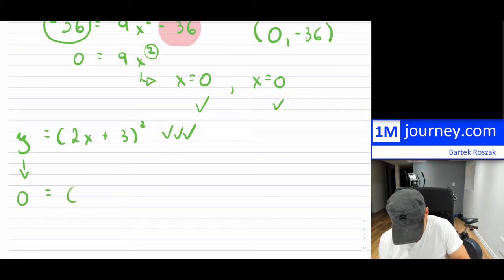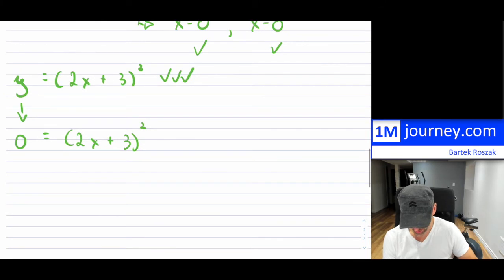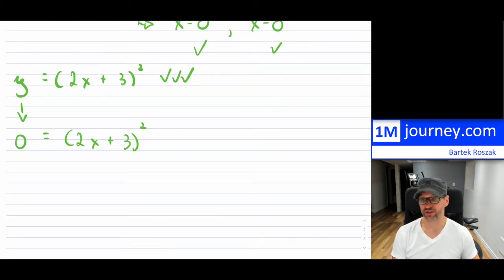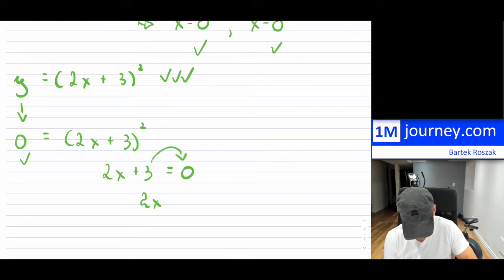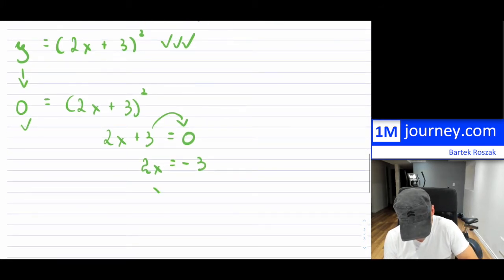And that is going to give me (2x + 3)². And now if I solve this, what I need to find is where this equation will equal 0. So 2x + 3, all right, so I have that. I can shift this over to the other side. I'll have 2x = -3, divide by 2 on both sides, and I'll get that.